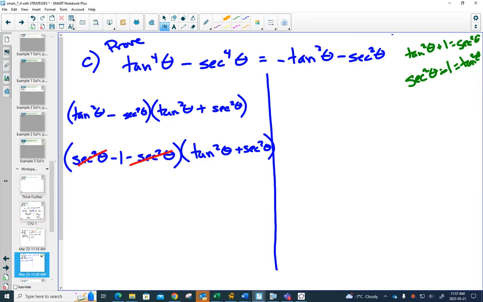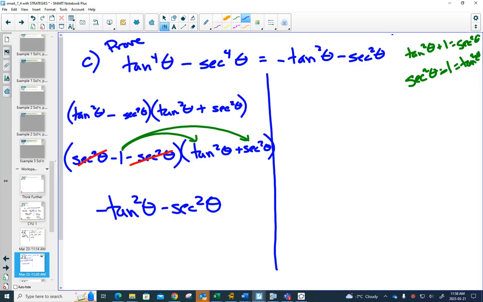These will subtract, and I'll be left with just a minus 1. That minus 1 has to get multiplied by this, so the minus 1 would get multiplied there and multiplied there. Would give me negative tan squared minus secant squared theta.